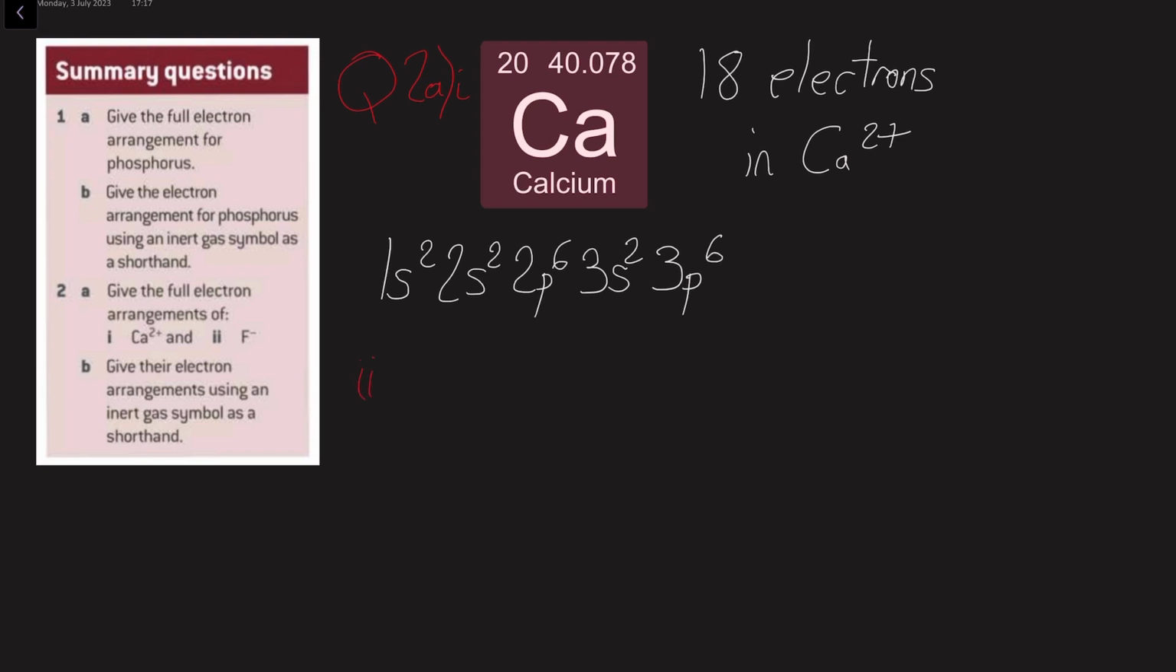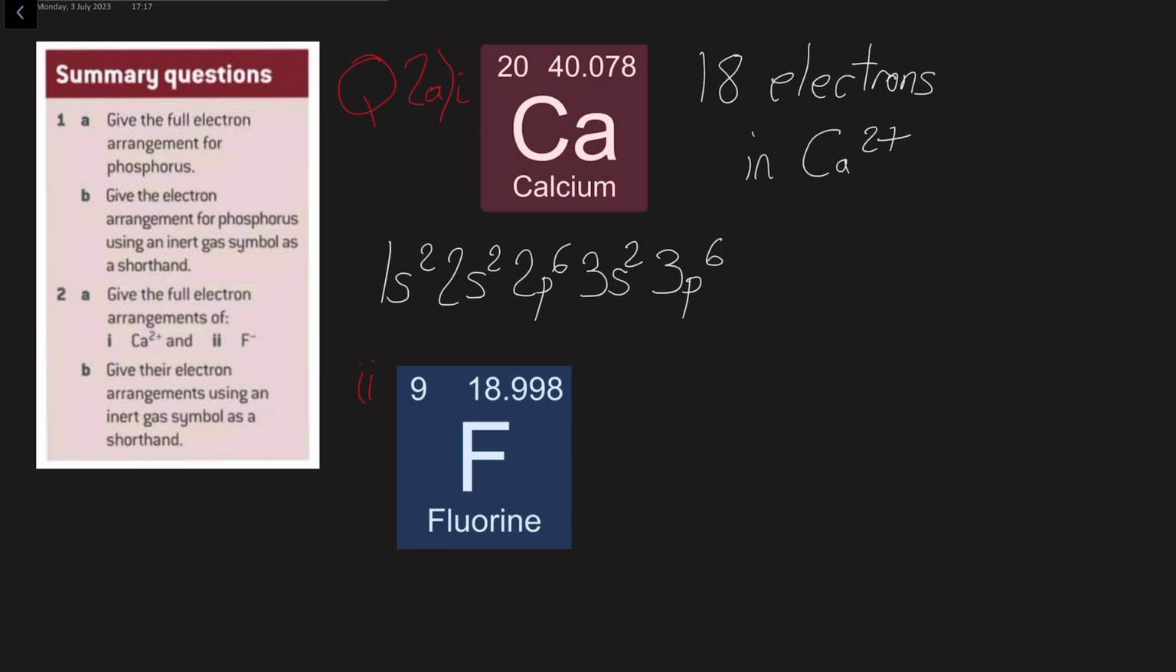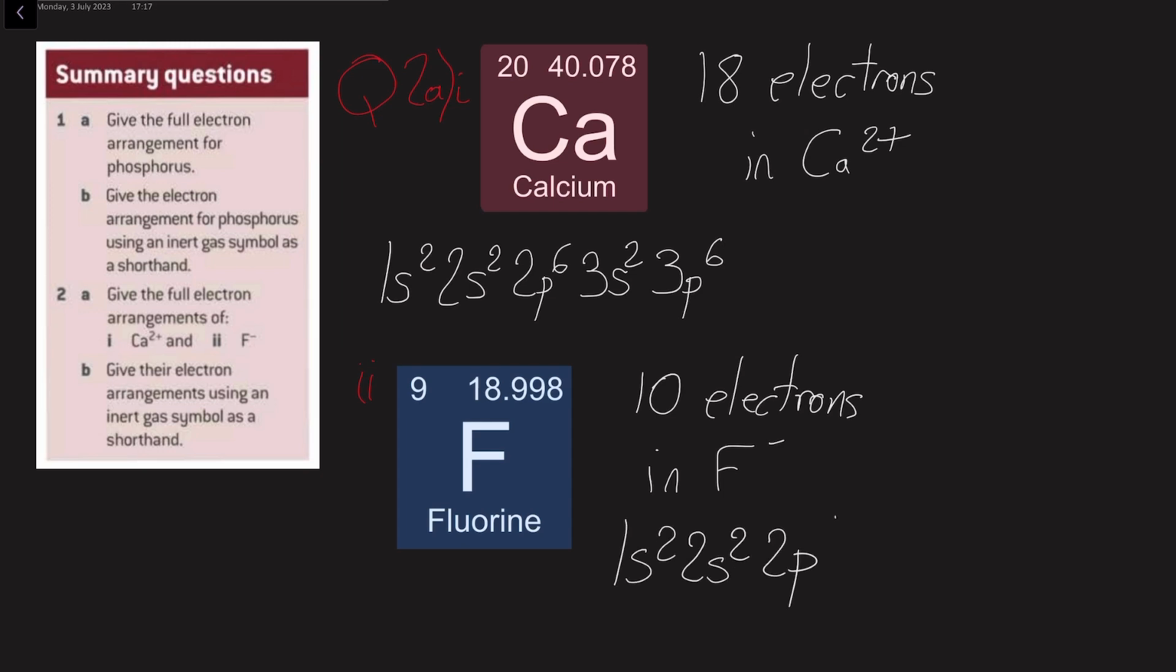Now for 2A the question asks us to find the electron arrangement of a fluoride ion. A fluorine atom has 9 electrons, so a fluoride ion has 10 electrons, because a fluoride ion has a charge of -1, so it therefore has to gain 1 electron to become an ion. So we'll write the electron arrangement of a fluoride ion with the 10 electrons. So it will look like this: 1s2, 2s2, and then 2p6. 2 plus 2 plus 6 is 10, so that's the electron arrangement for a fluoride ion.